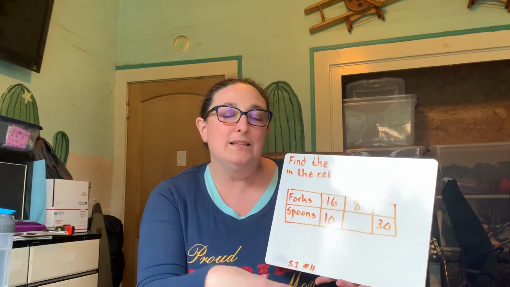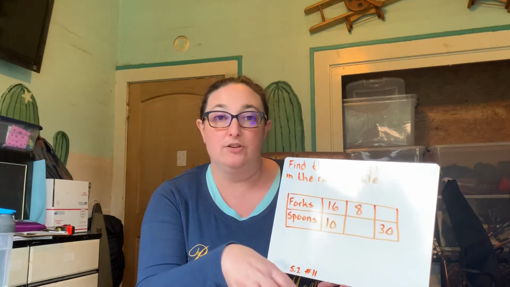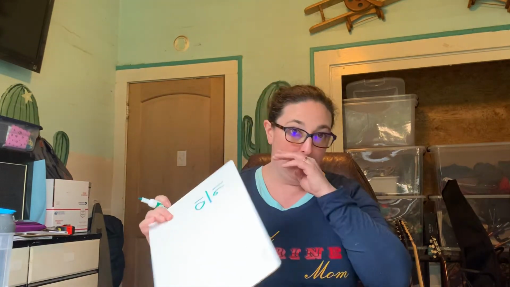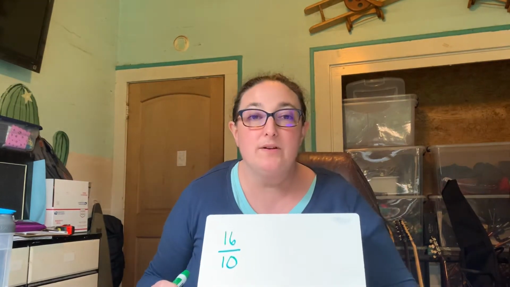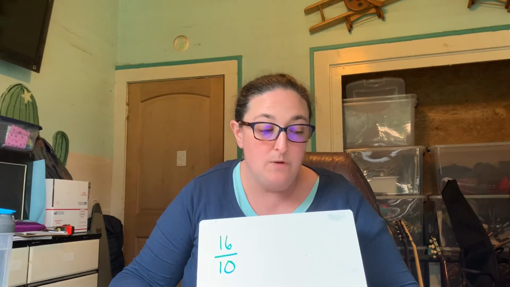The easiest way to set this up is by using equivalent fractions. So I'm going to grab a different whiteboard and we're going to set those up. If we use the first ratio that they gave us, the forks to spoons, we can set it up as a fraction, 16 over 10. Now, we want to find an equivalent fraction, and we want to know how many spoons are there if there are only 8 forks.